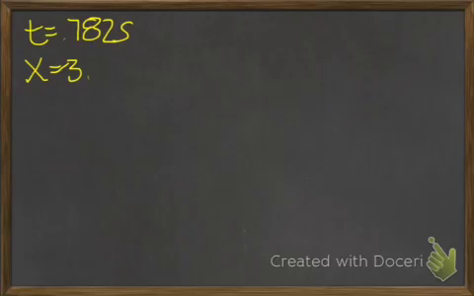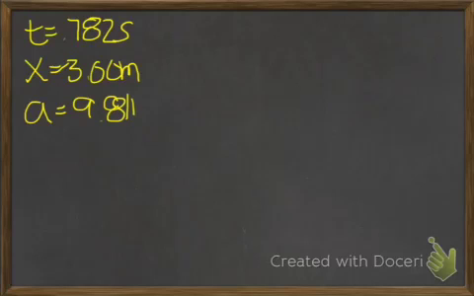For letter B, we are trying to solve for our final velocity. Now we have a time, so our time is 0.782 seconds. We have an x of 3.0. We have an acceleration of 9.81 meters per second squared, and an initial velocity of 0. Final velocity is what we're looking for.